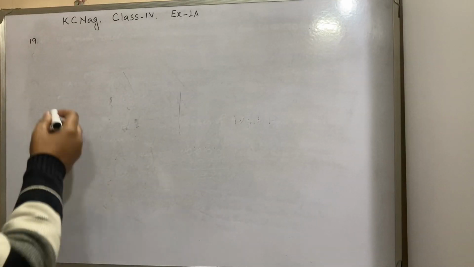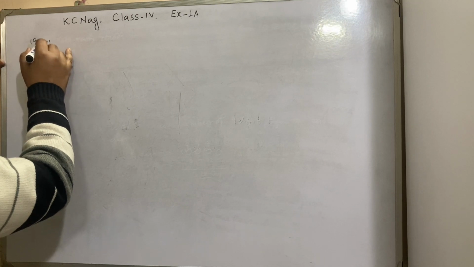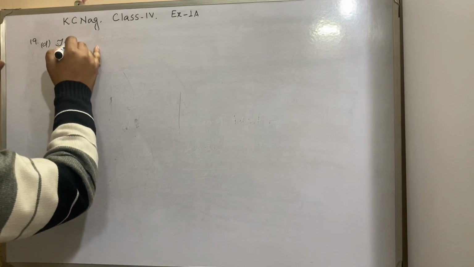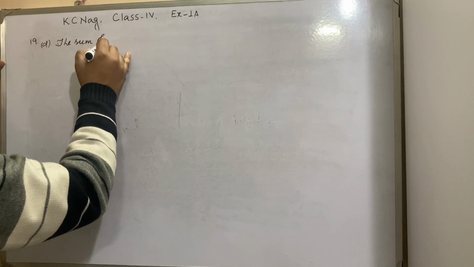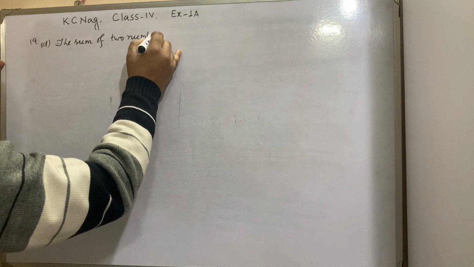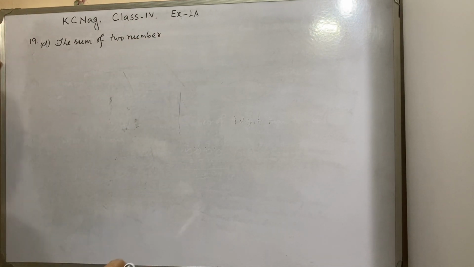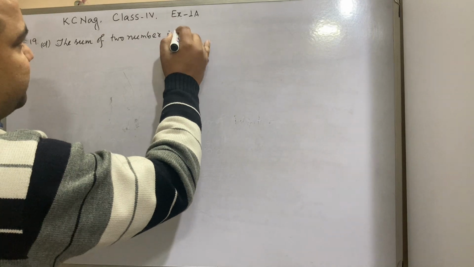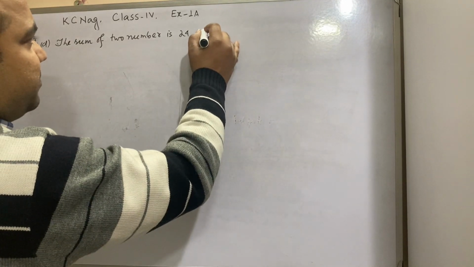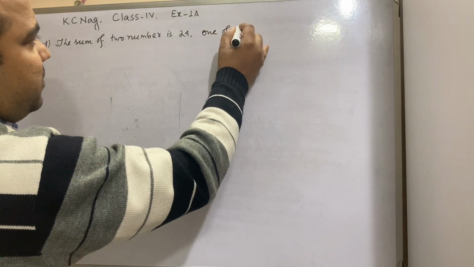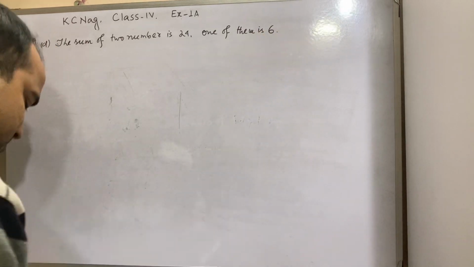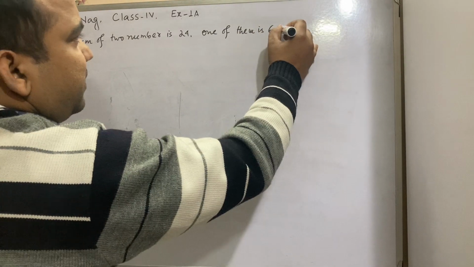Question number D says, the sum of two numbers is 24. One of them is 6. Find the other.